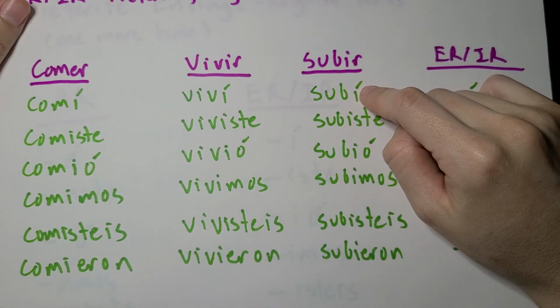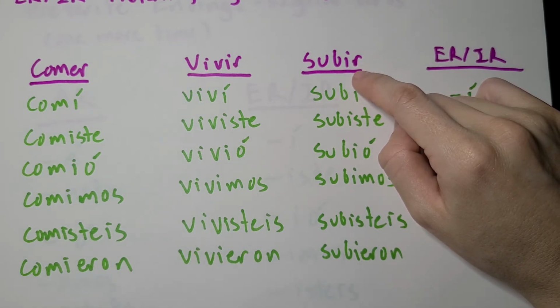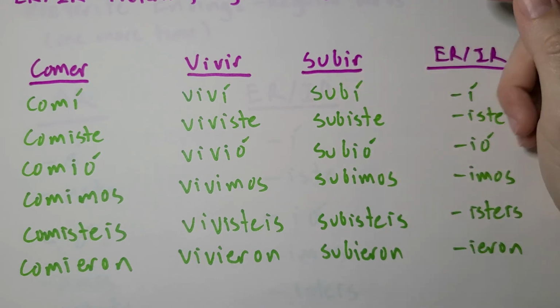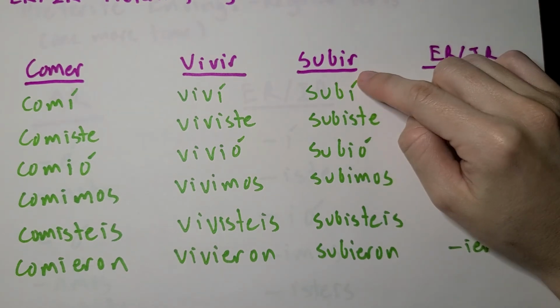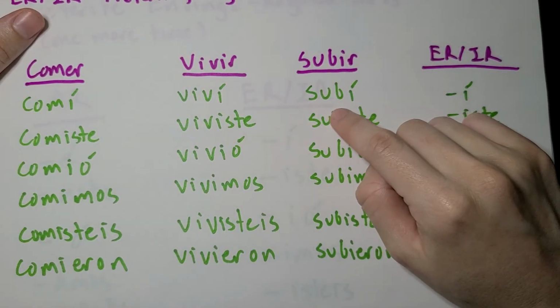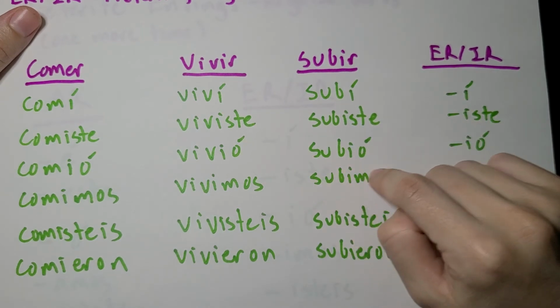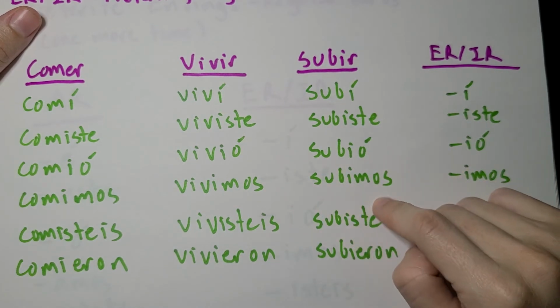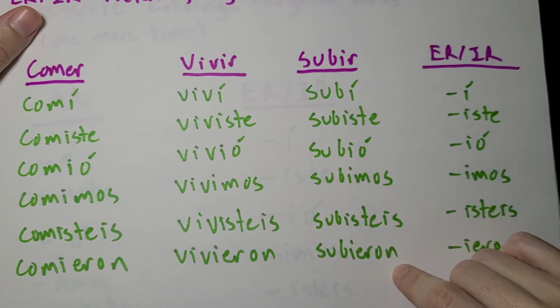Subir, that means to climb or to get on top of something. Like if you were to say get on top of the couch, you would use subir. Or like get on top of the horse, you would use subir. You could also use it to say this song was rising in the charts. You would use subir. Yo subí, tú subiste, él subió, nosotros subimos, vosotros subisteis, ellos subieron.